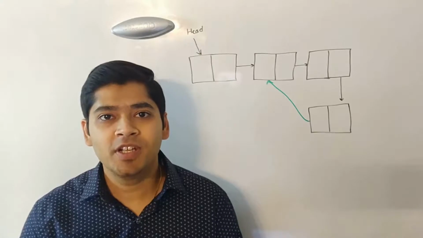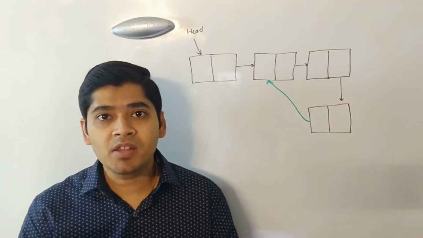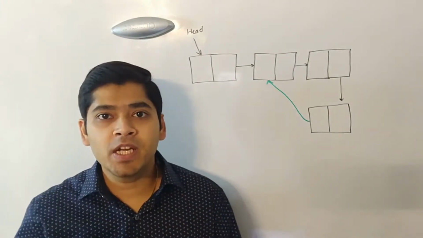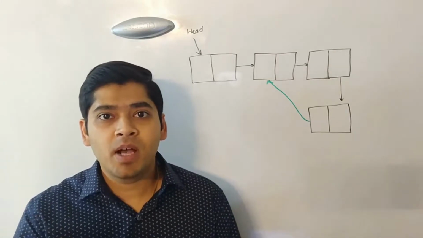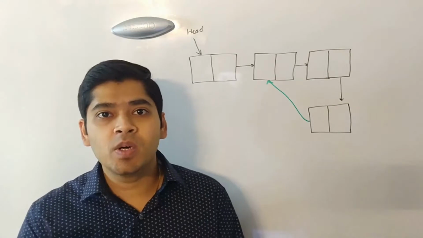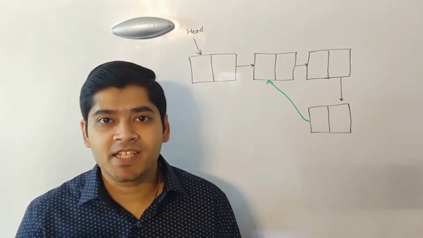The first solution that comes to mind is if we can somehow mark the nodes as visited. So we loop through the linked list and we keep on marking the nodes as visited, and if we see a visited node a second time, then we know that there is a loop in the linked list.